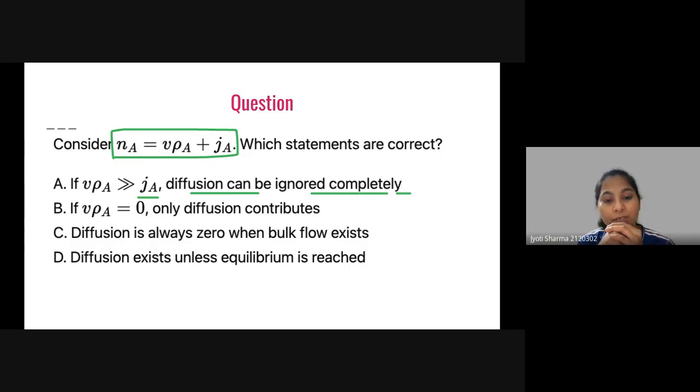Diffusion is always 0 when bulk flow exists. No, diffusion can't be 0. We can ignore diffusion, but we can't say that it is 0. So C is also the right answer. Sorry, wrong answer. Diffusion exists unless equilibrium is reached. Yeah, this one is the right one. So based on that, B and D are the right answers.